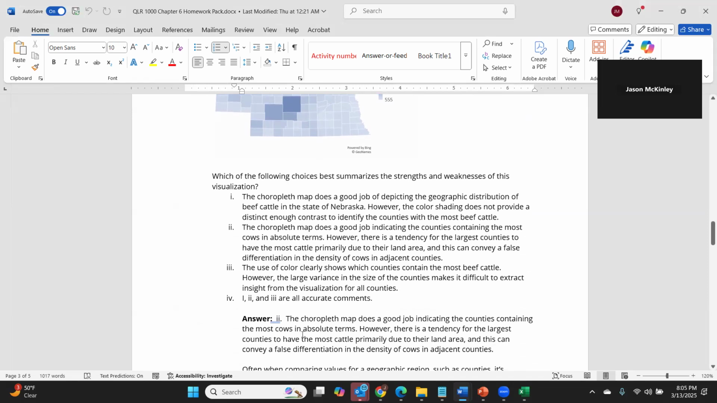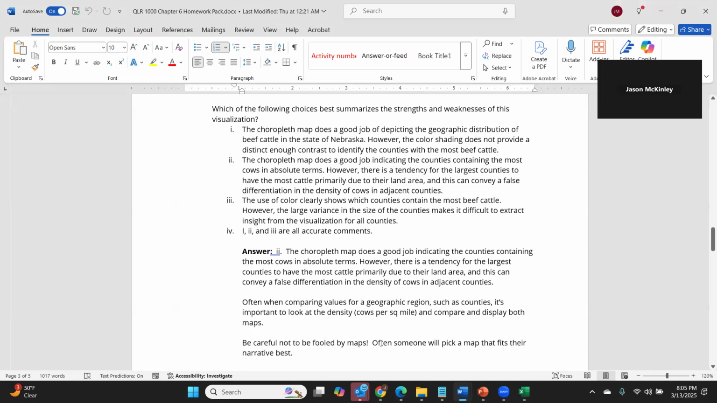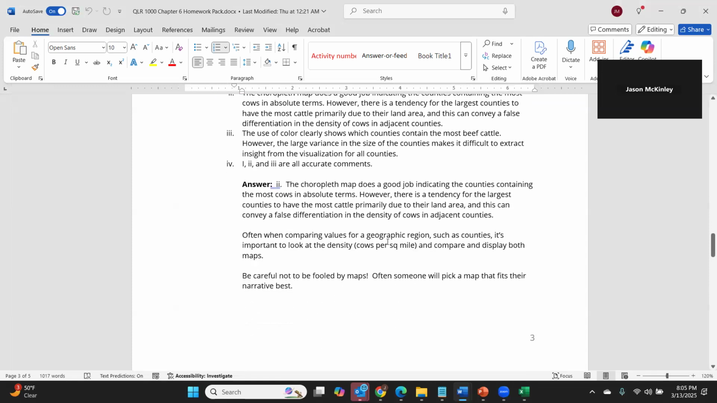But really, answer number 2, it does do a good job indicating the counties containing the most cows in absolute terms. However, there's a tendency for the largest size counties to have the most cattle because of their land area. And this can convey a false differentiation in the density of cows to adjacent counties. So if you're really looking at how dense the cattle is in these counties, what you would probably want to do is calculate the cows per square mile. And be careful not to be fooled by maps.